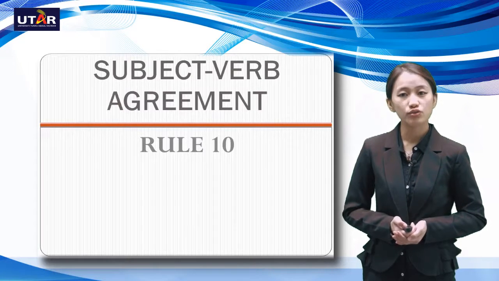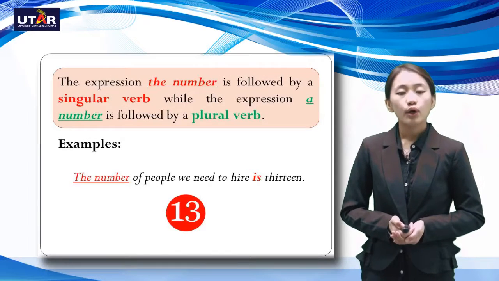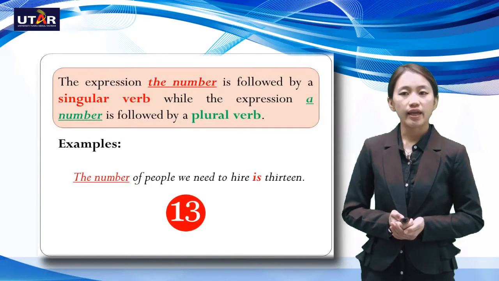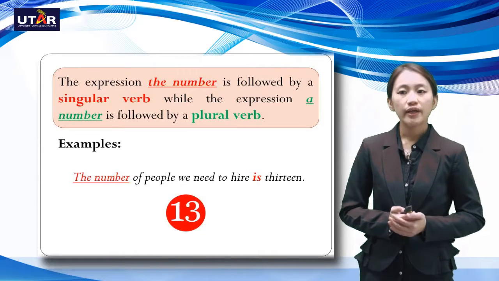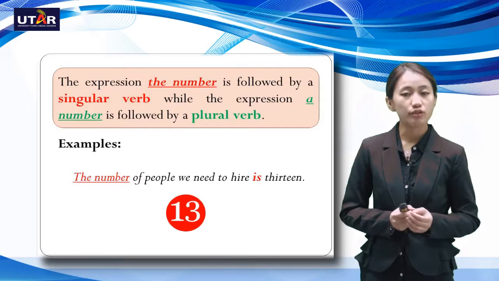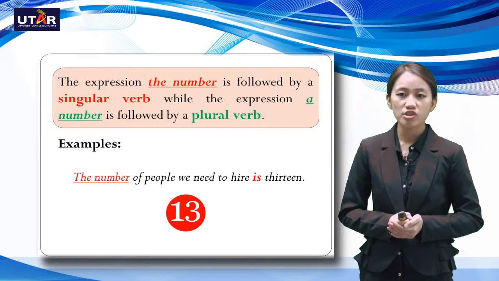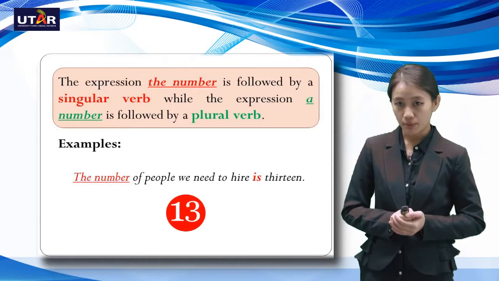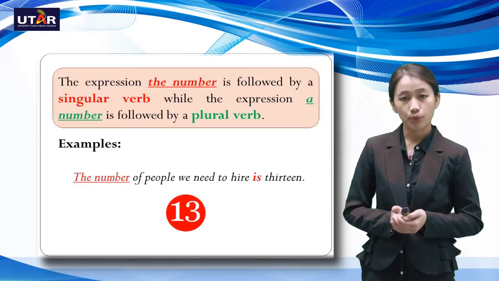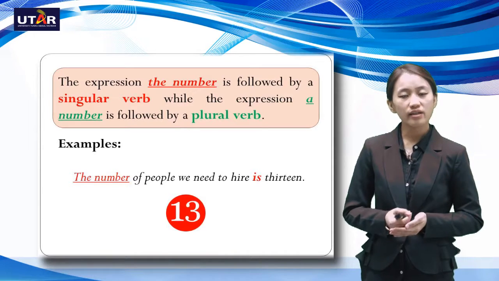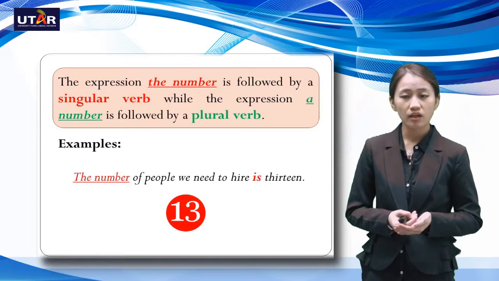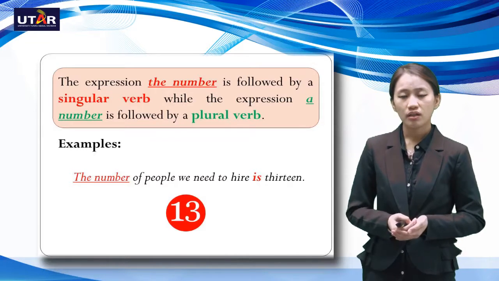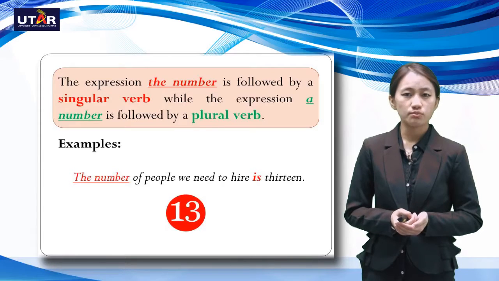Next, we will look into rule number 10. Rule number 10 indicates that the expression the number is followed by a singular verb, while the expression a number is followed by a plural verb. Now why is it just because of a difference in article a and the usage of verb changes?